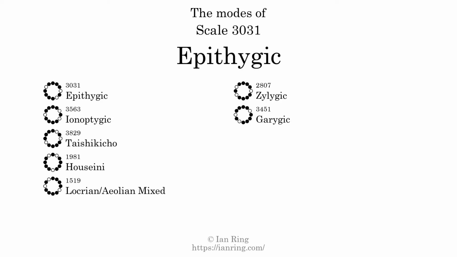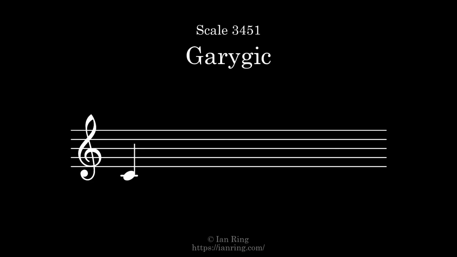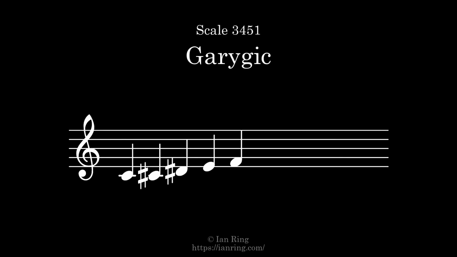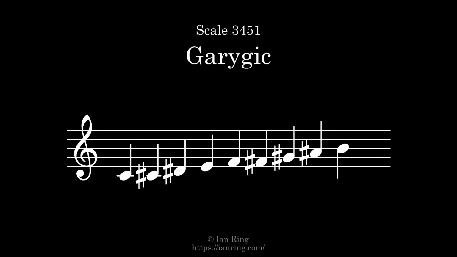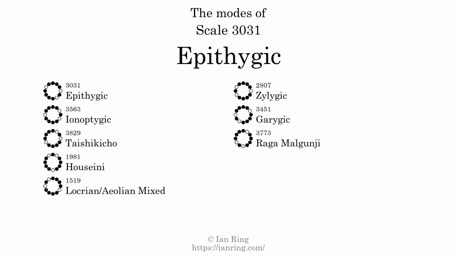The seventh mode is Scale 3451, also known as Epithygic. It sounds like this. The eighth mode is Scale 3773, also known as Raga Malgunji. It sounds like this.